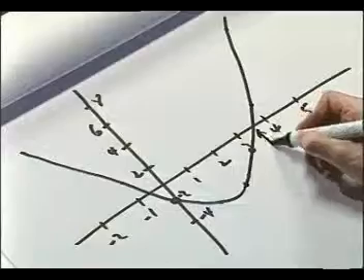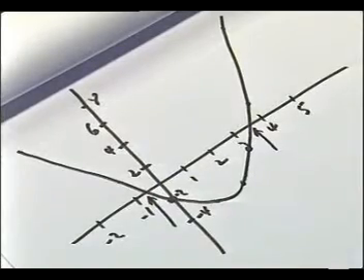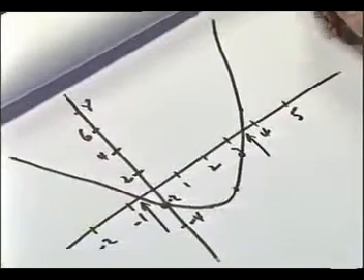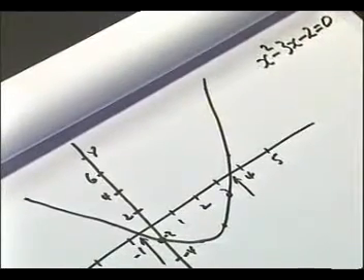And where are my answers? Well, they're here. That one and that one. Those are the values of x for which x squared minus 3x minus 2 equals 0.